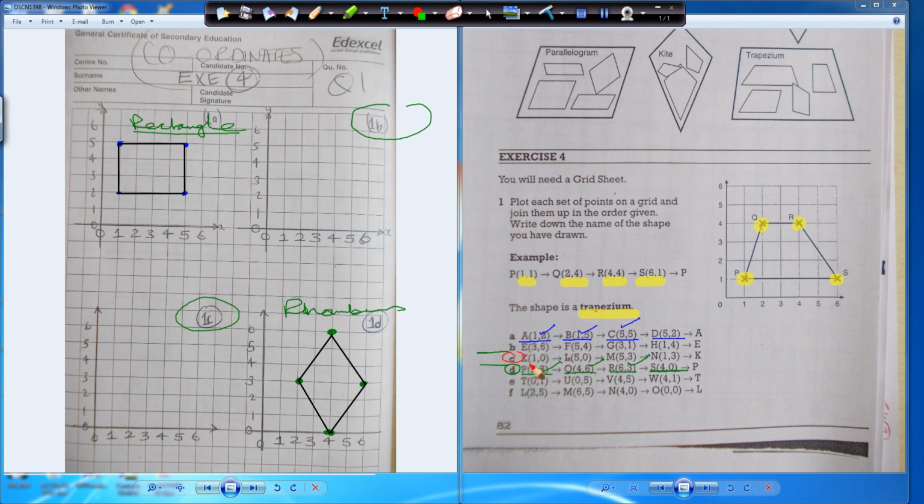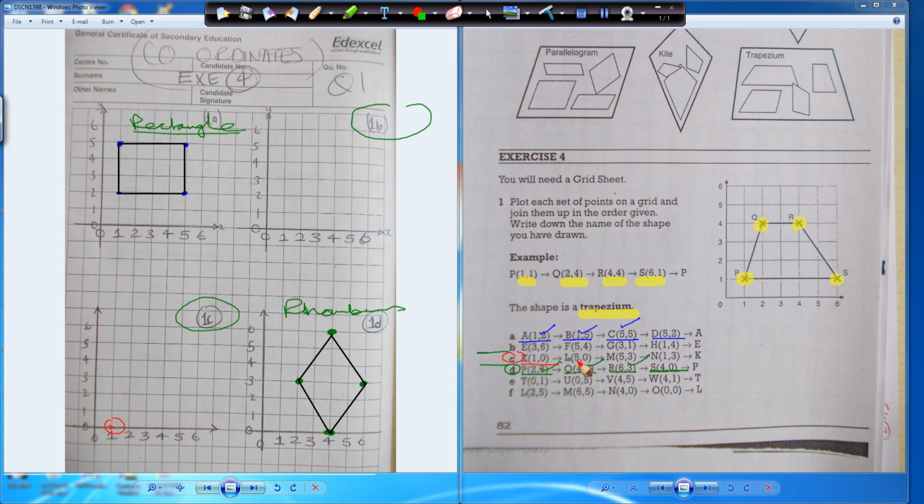Question C. K is 1, 0. So, look, follow my pencil. 1 along here and 0 along the Y. So we stay there. That means we go across and we don't go up. 1, 0 is on the line. Hassan, okay, do you follow me? Can you get that one?